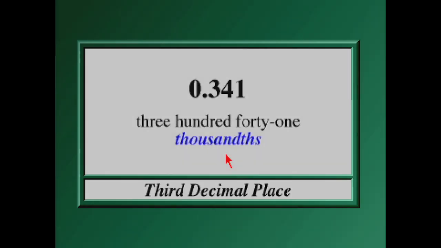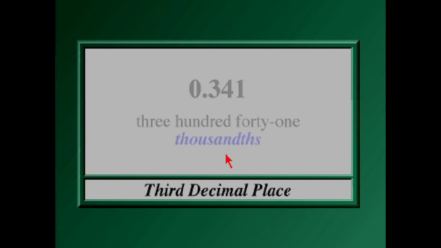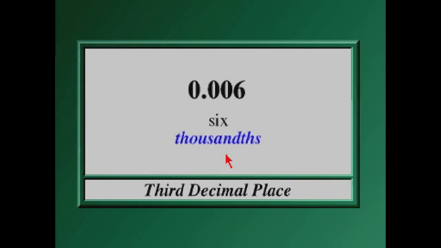For example, the number 0.341 is read as 341 thousandths. The number 0.006 is 6 thousandths.